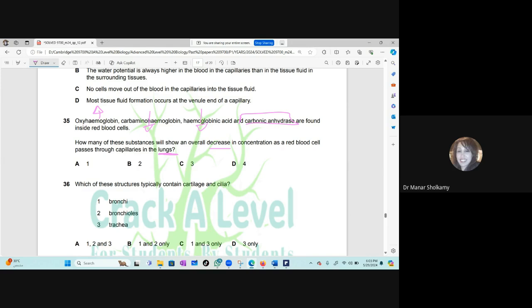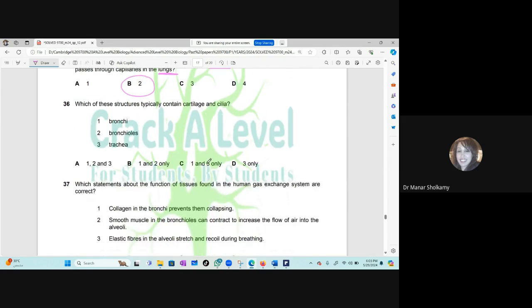It's not going to be affected anyway. So, what are the two things that... Oh, I just gave you the answer. Oh my goodness. It's B. Yeah. Okay. The carbamino hemoglobin and the hemoglobinic acid will decrease. Amazing. Which of these structures typically contain cartilage and cilia?